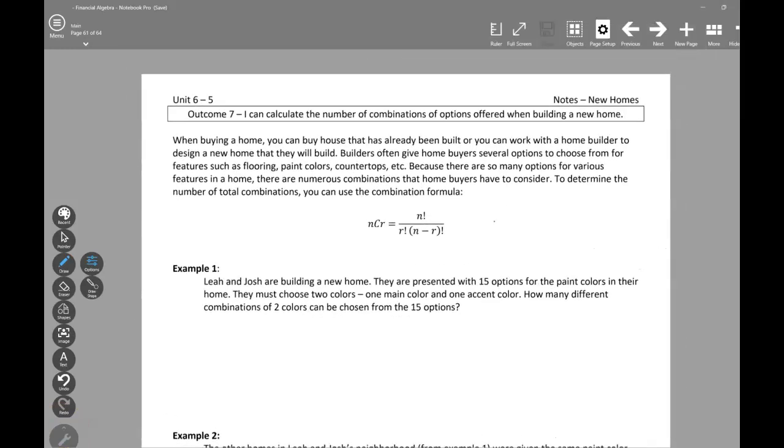All right, awesome. So we're doing 6.5 and 6.6 today, and then you'll have your review and then test the next class. So outcome 7: I can calculate the number of combinations of options offered when building a new home.